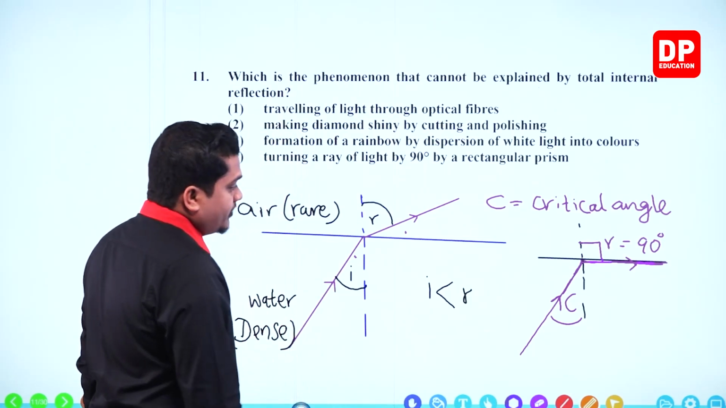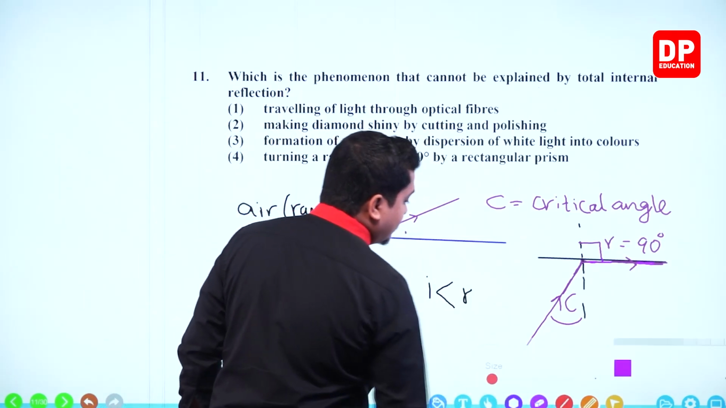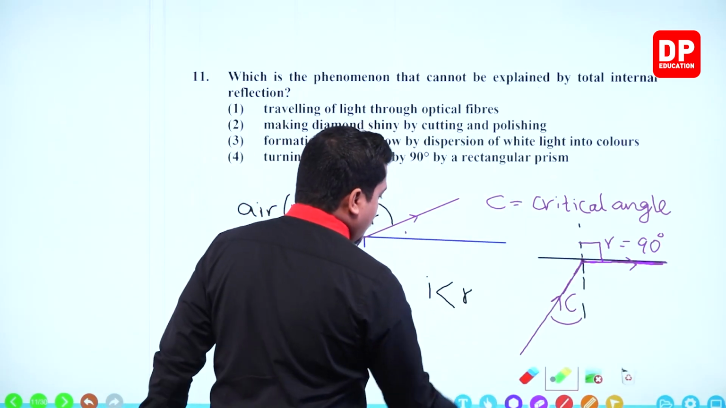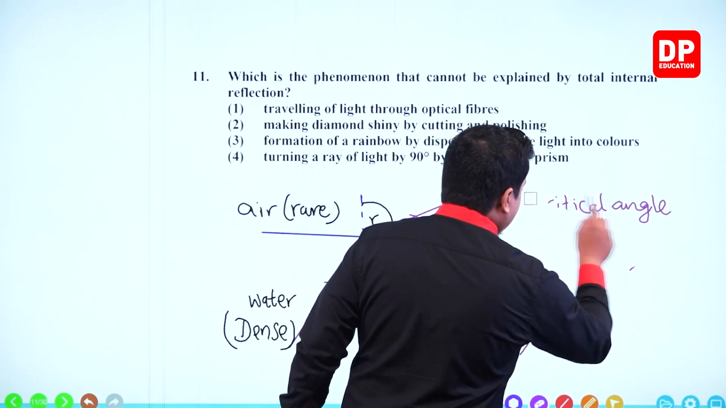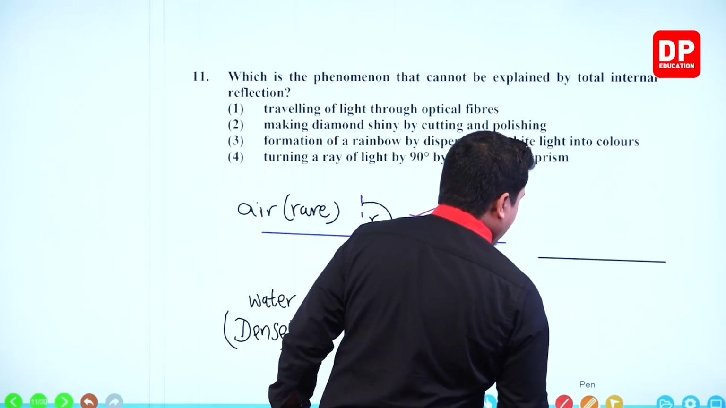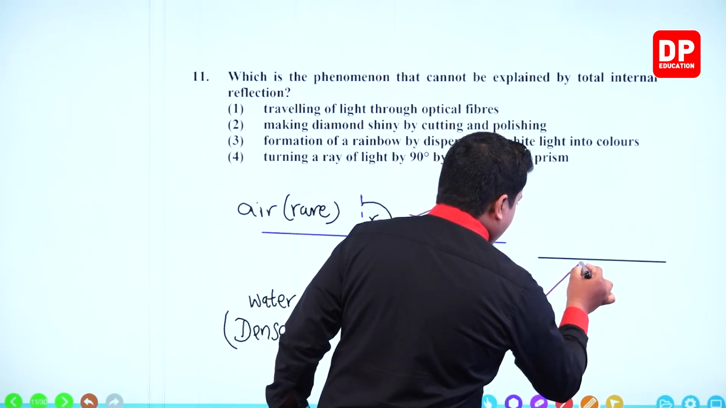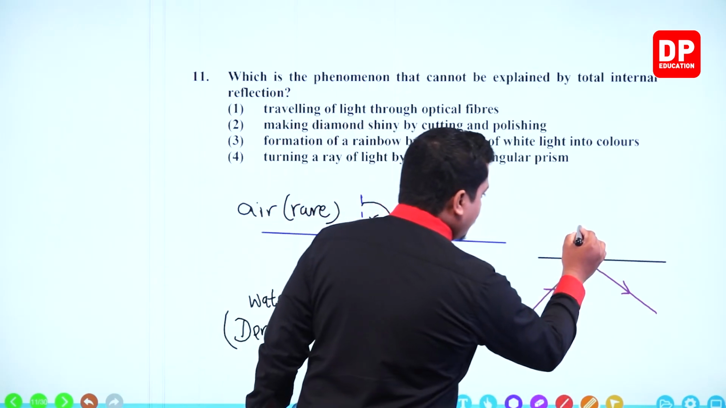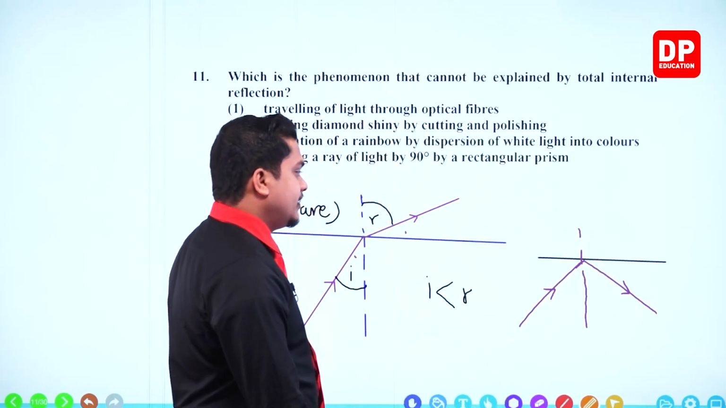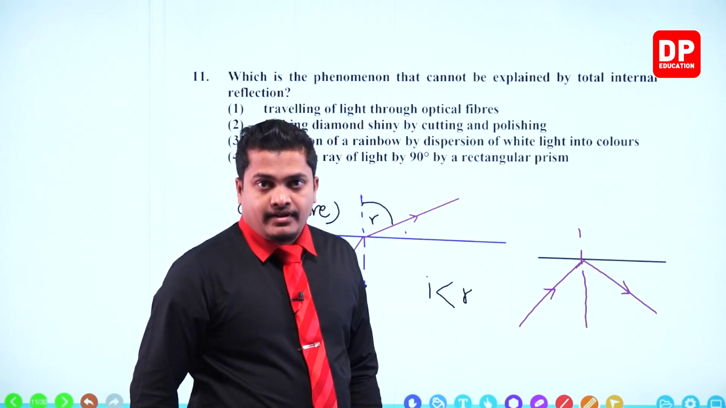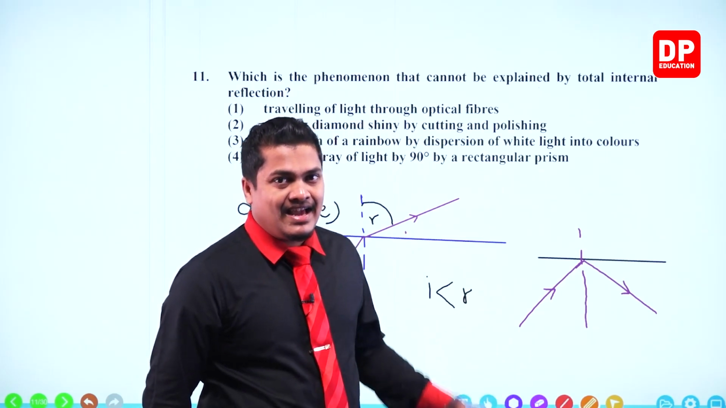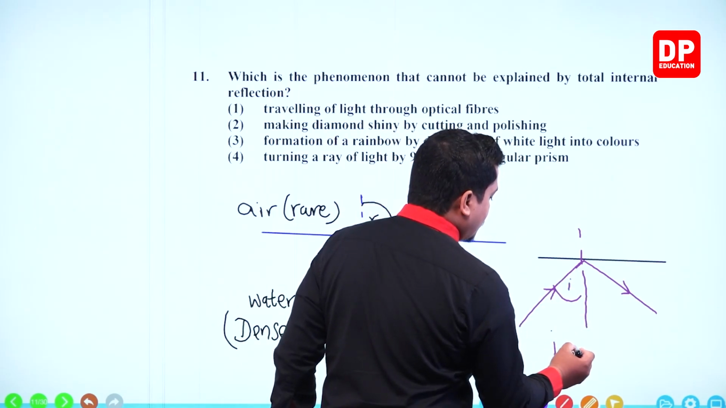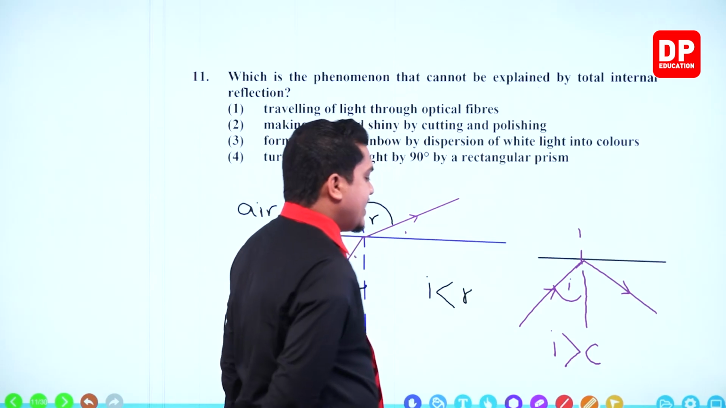So this phenomenon is referred to as total internal reflection. It is like this, right? Light rays come in here and pass in that particular direction. Even though this is a refraction, it behaves like a reflection because of that critical angle. So the angle over here should be greater than the critical angle.